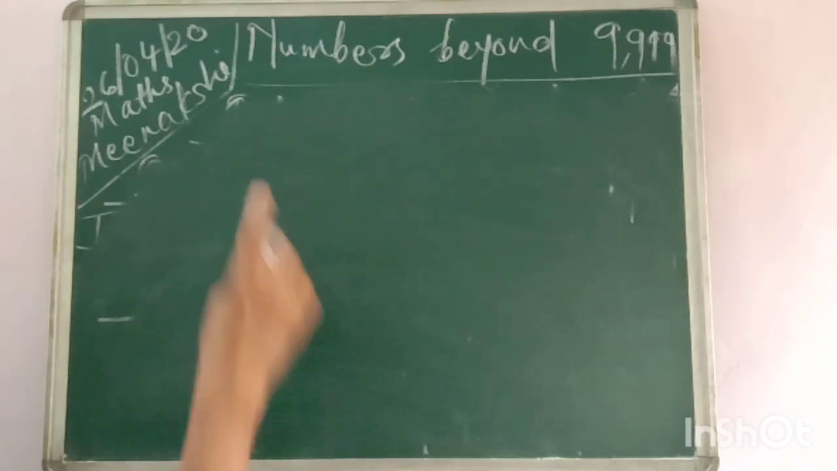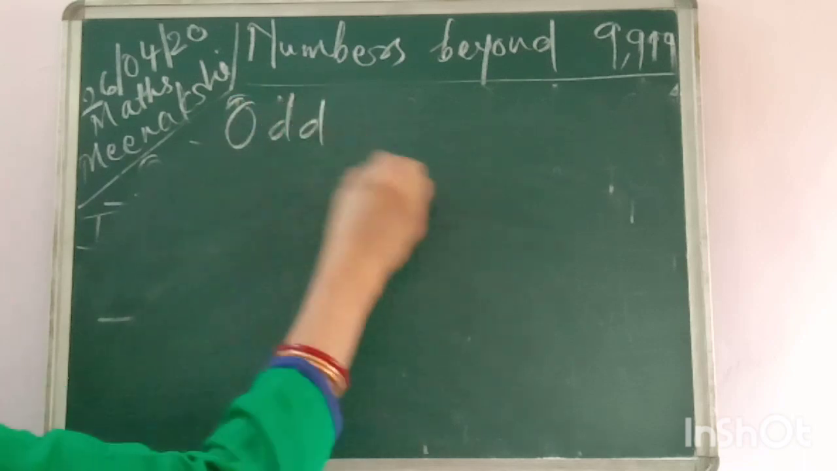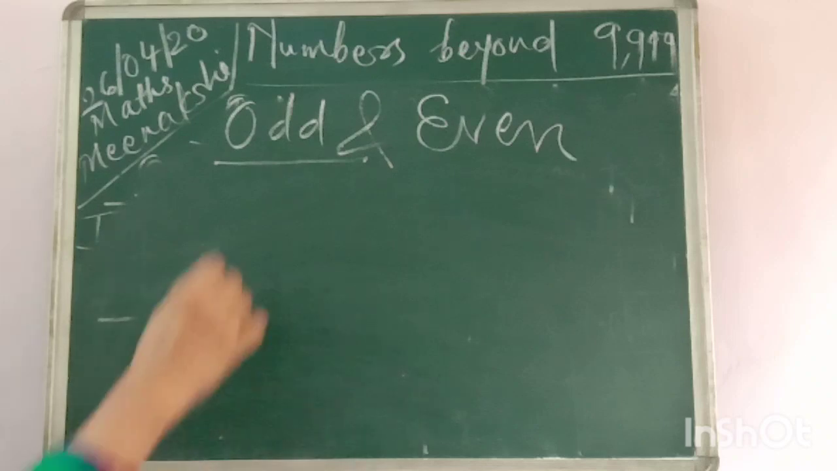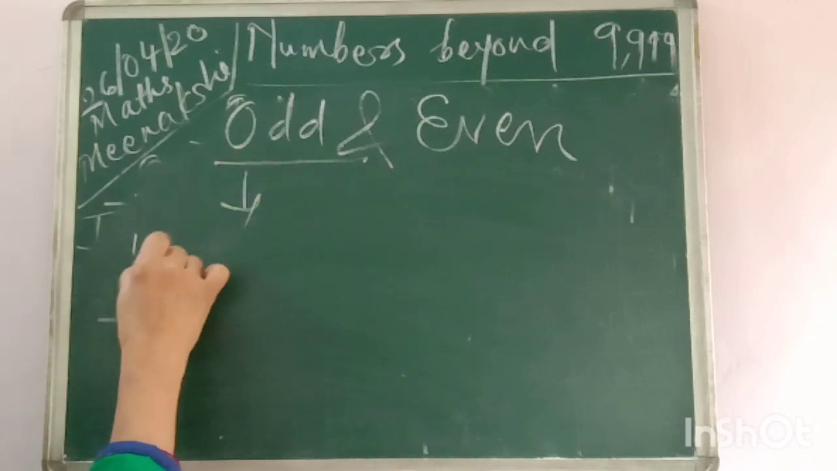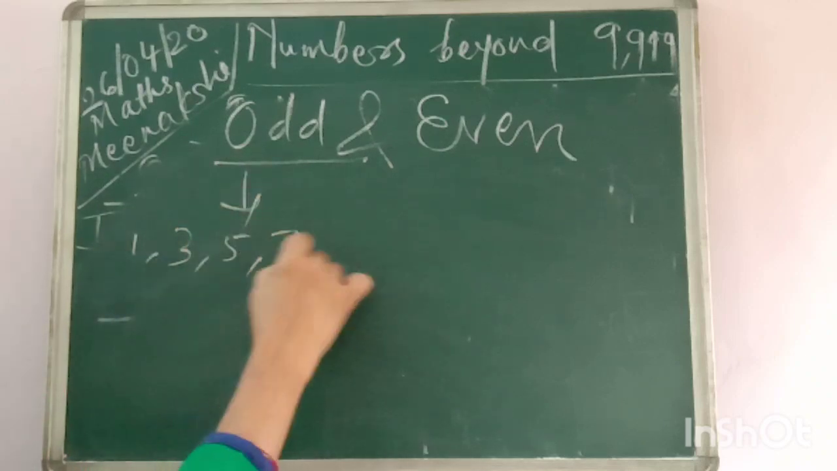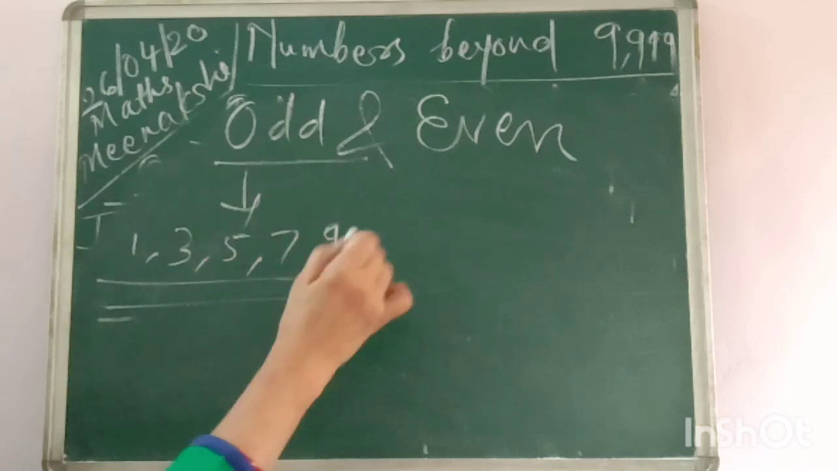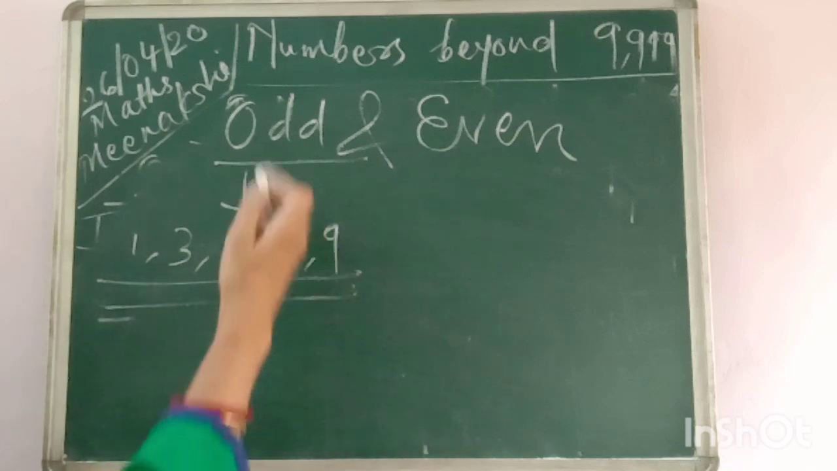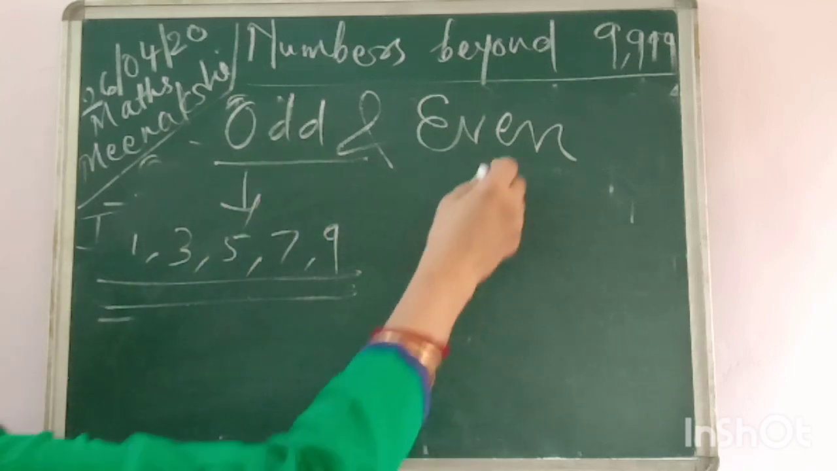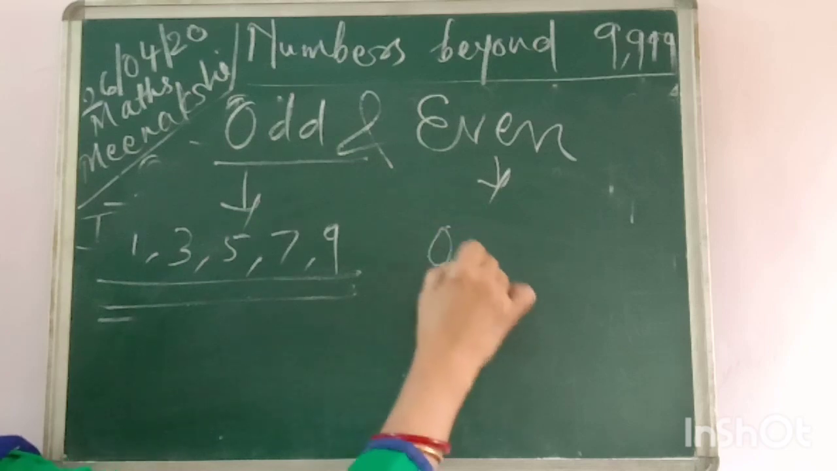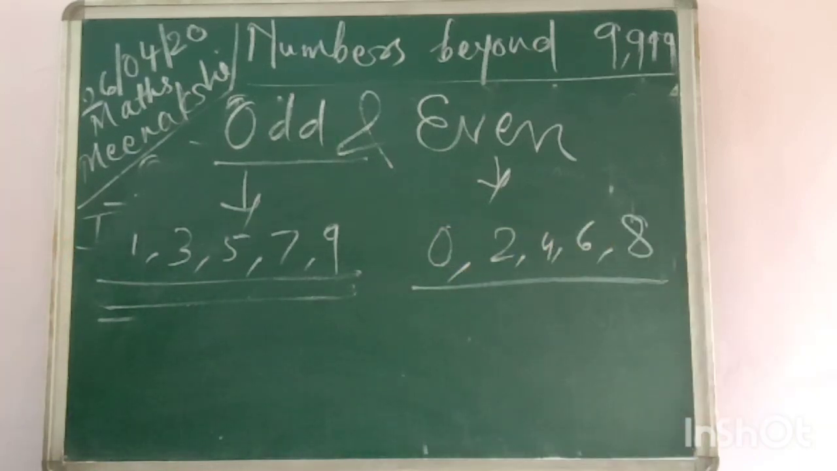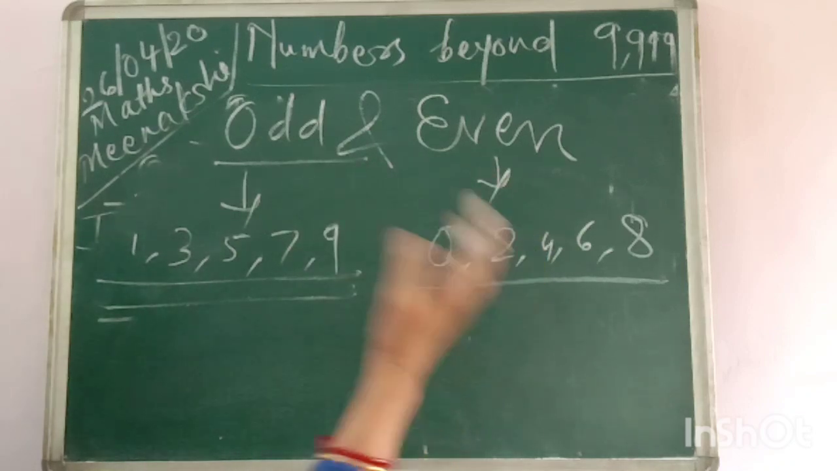Now after that we have seen odd and even numbers. What are odd and even numbers? Odd numbers are those which have 1, 3, 5, 7, 9 in their ones place value, and even numbers are those which have 0, 2, 4, 6, 8 in their ones place value.